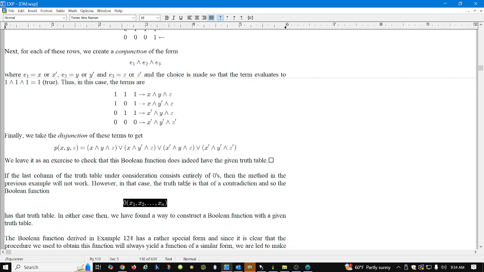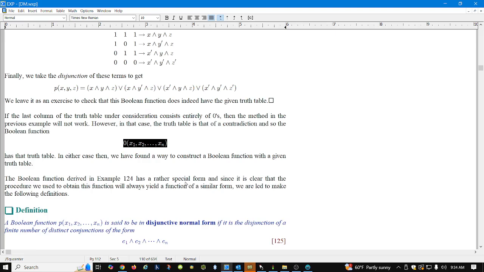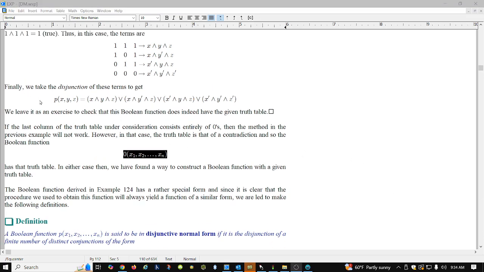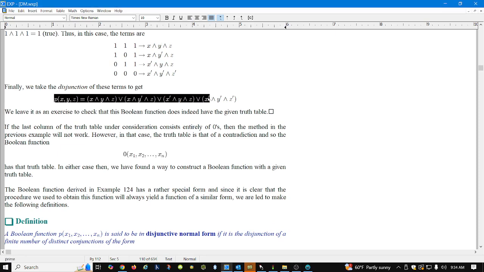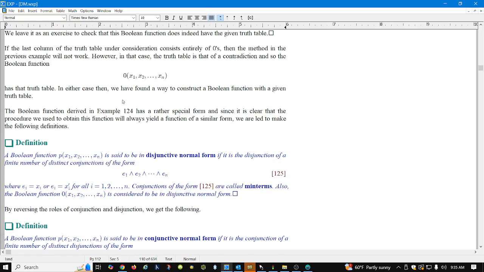Okay. So we have a way to construct a Boolean function for any given truth table. Now, this Boolean function, sort of unpleasant as it might be, does have a rather special form. It's the disjunction of conjunctions. Okay. And that has a name.